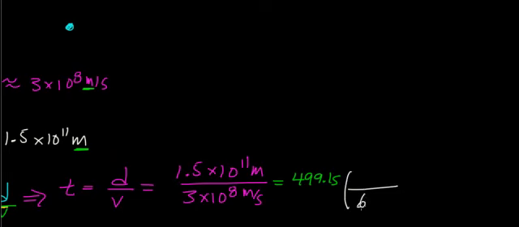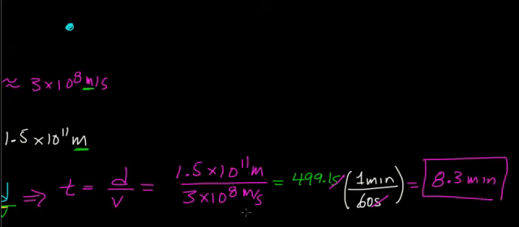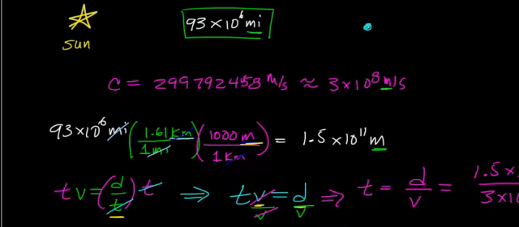And to make sense of that number, 499 seconds, let's convert that over to units of minutes. So I know 60 seconds are in 1 minute. And when I do that, notice that this unit of second cancels out with this unit of second, and you're left with units of minutes, which in this case works out to be 8.3 minutes. So it takes light 8.3 minutes to travel from the surface of the sun through space and reach us here on Earth.